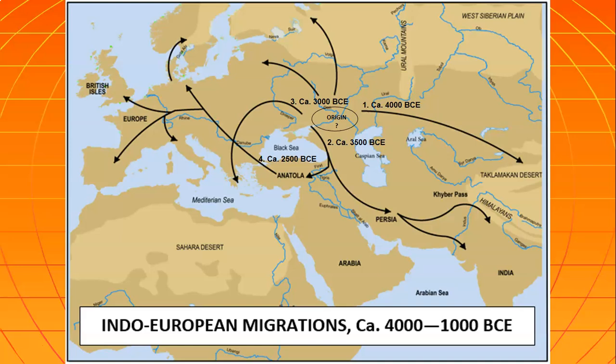The fourth wave, we think, headed from Anatolia. They were Indo-Europeans, but they didn't migrate from the original homeland. They head into Western Europe. They will become the Italic people, the Celtic people, and the Germanic people that we'll talk more about later on.